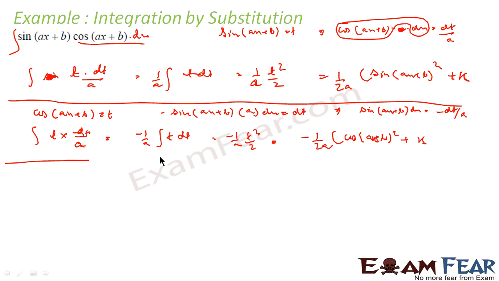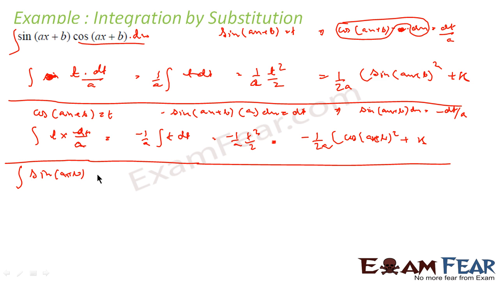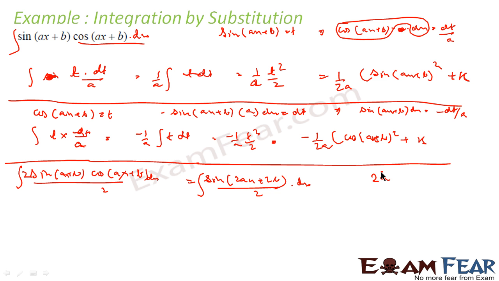Let's take a third approach. In the third approach, we know sin k into cos k. So I can write this as sin(ax+b) into cos(ax+b). I'll multiply and divide by 2. This is nothing but 2 sin theta cos theta, that is sin 2 theta, that is sin(2ax+2b) by 2, integration dx. In this case, let's assume this whole thing as t, that is 2(ax+b) is equal to t. So I get 2a dx is equal to dt. Correct? So I'll get dx as dt by 2a.